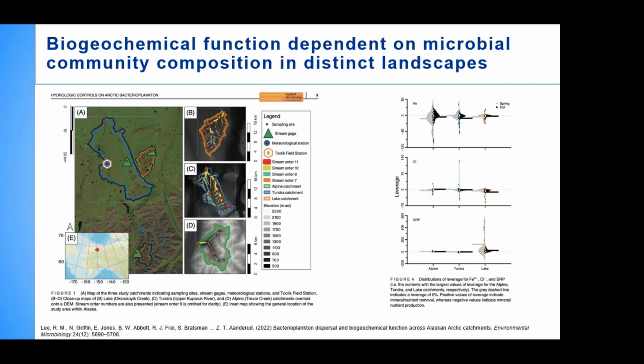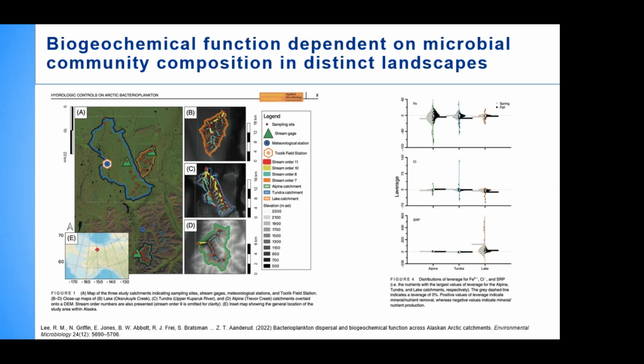There's also biogeochemical function that is dependent on microbial community composition in distinct landscapes. It matters what the community composition is because it affects the biogeochemistry of those places. It's not just where are the bacterial plankton, it's what are they doing. So there was a lot of biogeochemical activity in terms of iron up here in the alpine site, in the mountain site, in the green one, chloride in the tundra site, which is the blue one, and phosphorus, SRP, soluble reactive phosphorus, in the tundra one, punctuated by lakes and ponds.